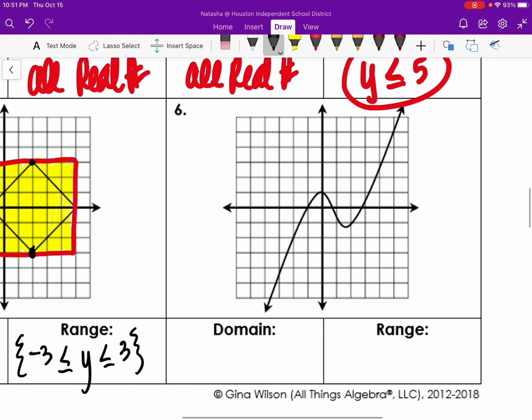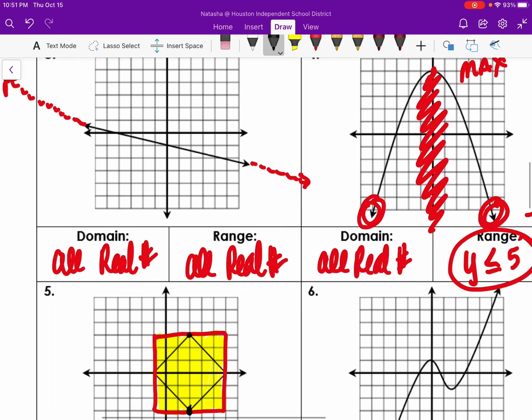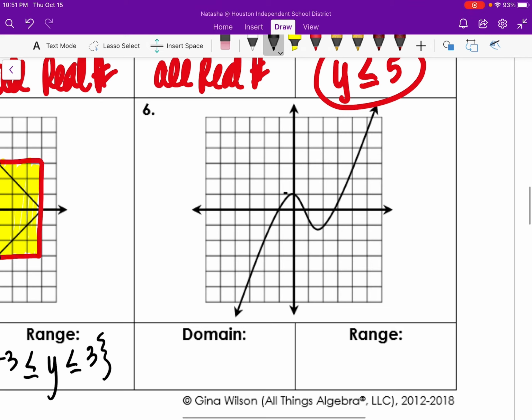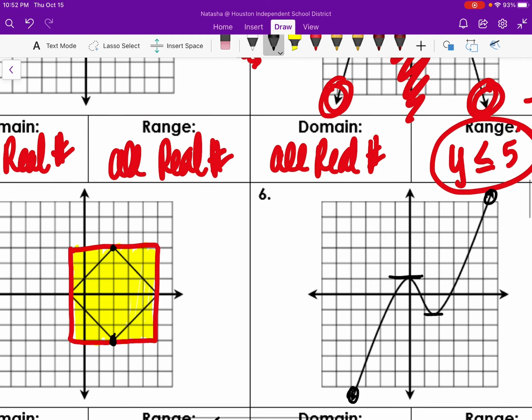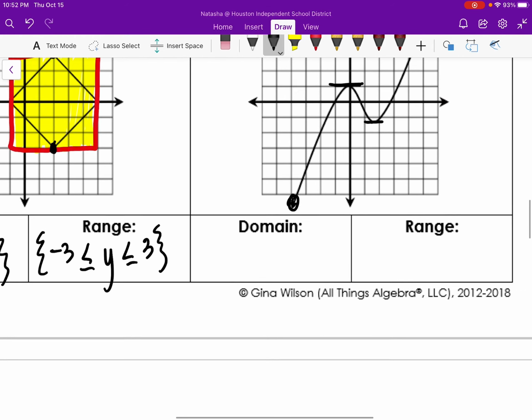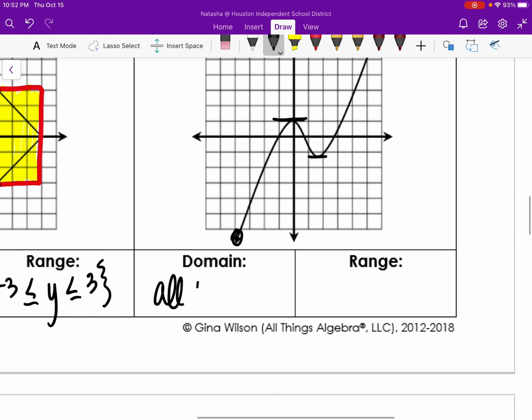Number 6 is very similar to number 3. Don't get bogged down, but even though there's that curve and you have a maximum there and a minimum there, because these arrows go on to infinity in opposite directions like they do in number 3, both the domain and range are going to be all real numbers.